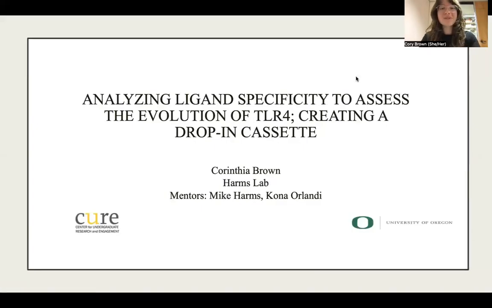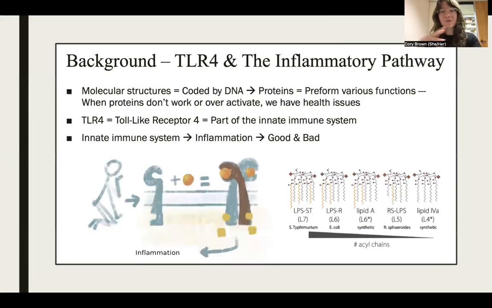Hello, everyone. My name is Corinthia Brown, and today I will be talking about my research that I conducted over this summer, analyzing ligand specificity to assess the evolution of TLR4 and creating a drop-in cassette. I performed my research in the Harms lab under the guidance of Kona Orlandi and Mike Harms. So that title was probably a lot to take in, so let me start to break things down.